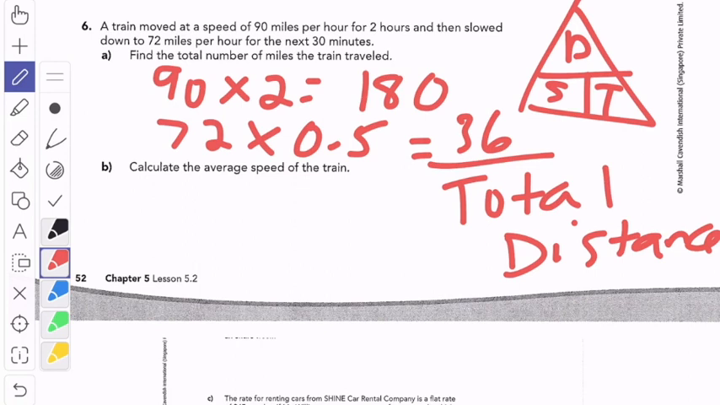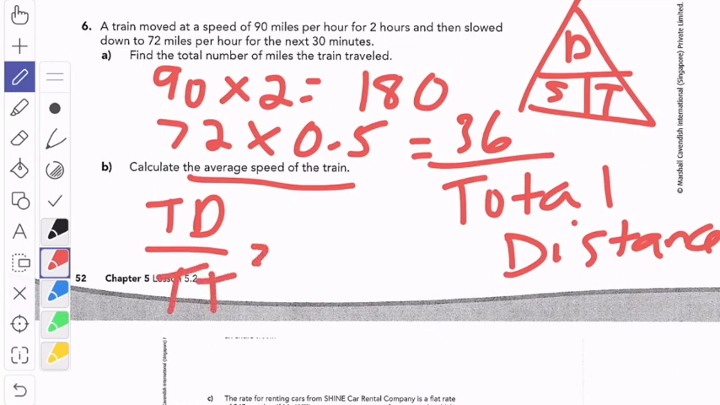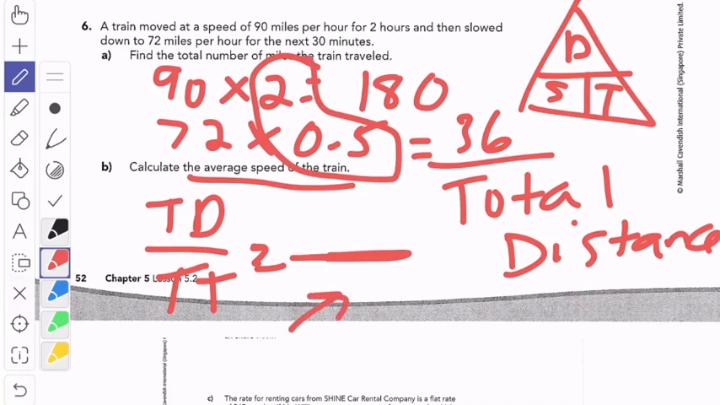For B, it says calculate the average. So the average speed is total distance over total time. So total distance is what you get in 6A over the total time. Total time, you have 2 hours and also a half hour. So total time will go on the bottom. All you have to do is divide those, and that will give you the answer.